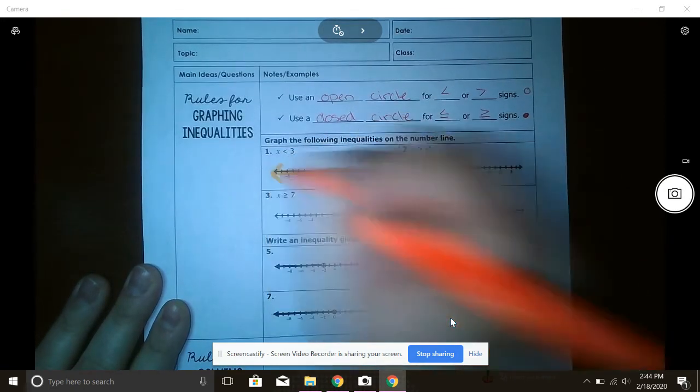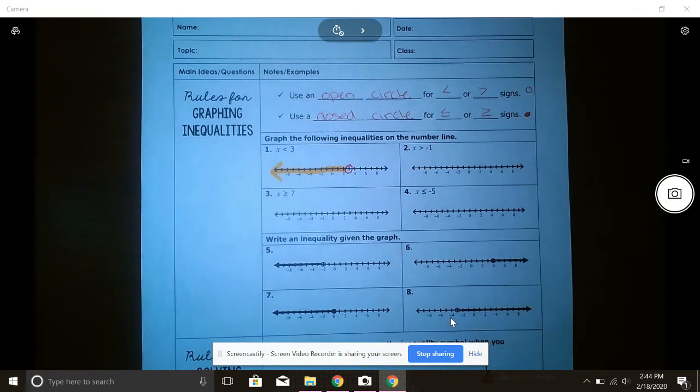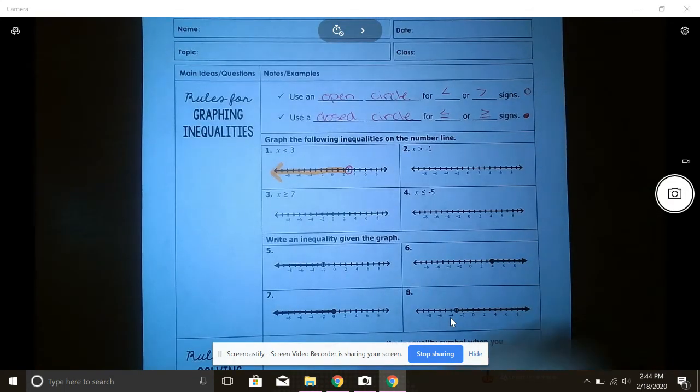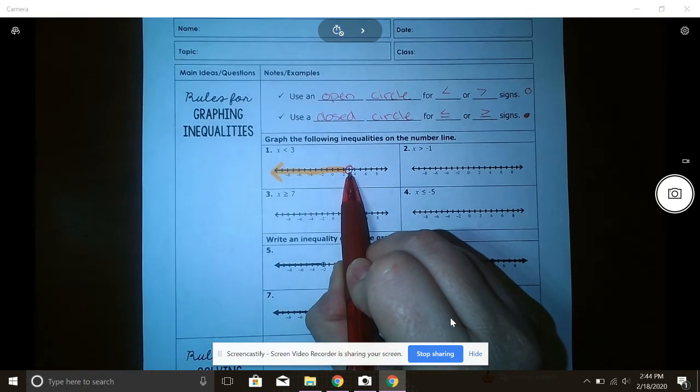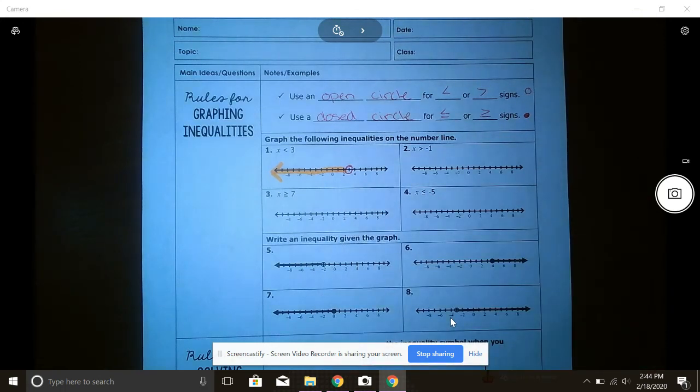All of these values are less than 3. So this says the solutions are less than 3, but not equal to 3. So we can go all the way up to 2.9999999, but not equal to 3.